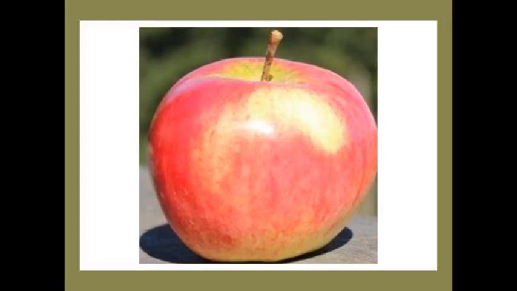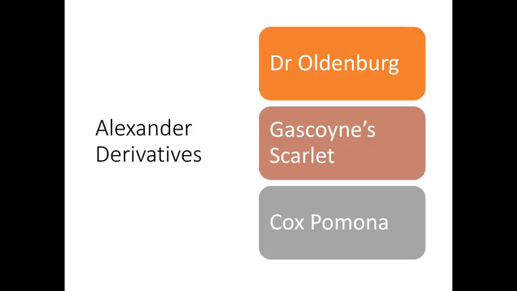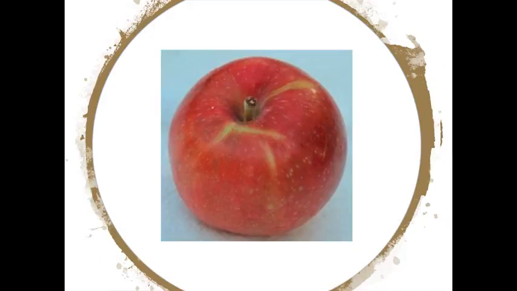Now we talk about Alexander. Alexander is a really cold hardy apple, and it's a Russian apple, hence the cold hardiness. It's in the ancestry of a small number of varieties, but they're good varieties. Dr. Oldenburg, not to be confused with Duchess of Oldenburg, which will come later. Gascon Scarlet is another one, and Cox Pomona is yet another one. These varieties are relatively cold hardy for what they are, but there are other varieties such as Wolf River, which are extremely cold hardy. Most of them are cooking apples.